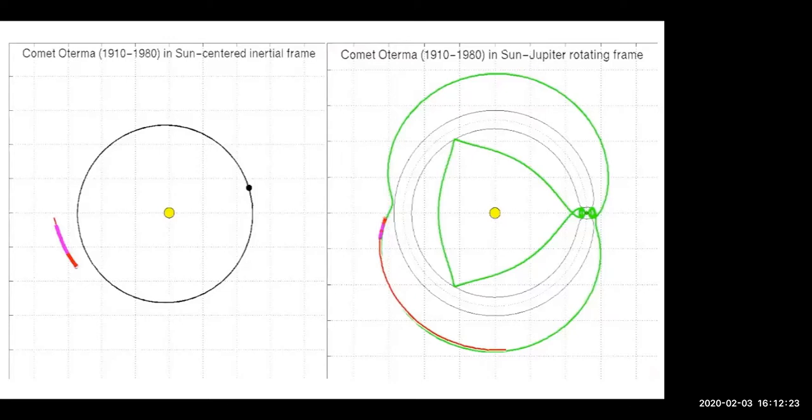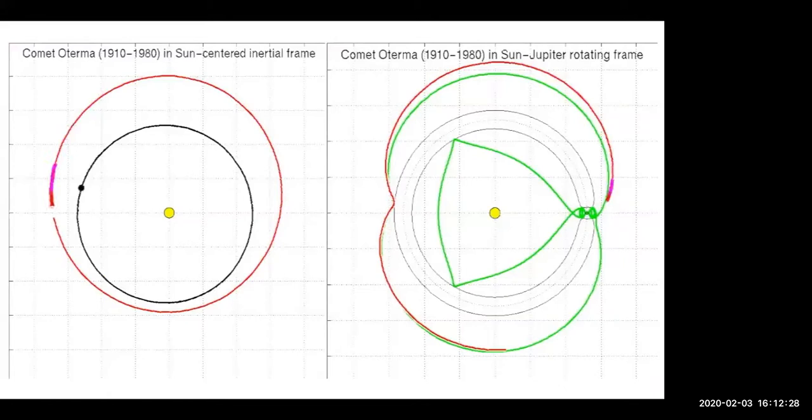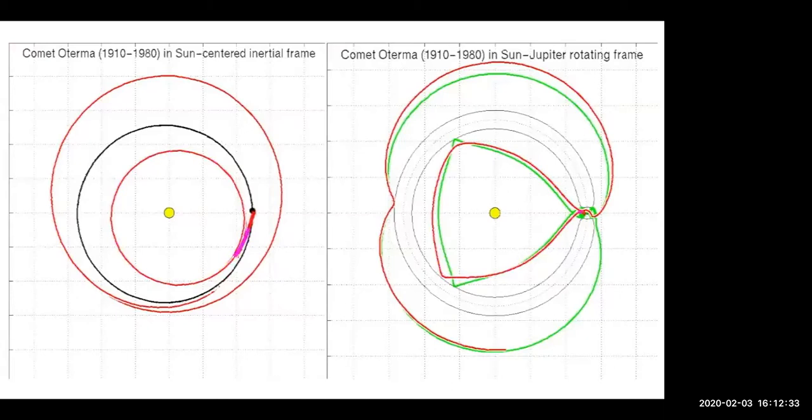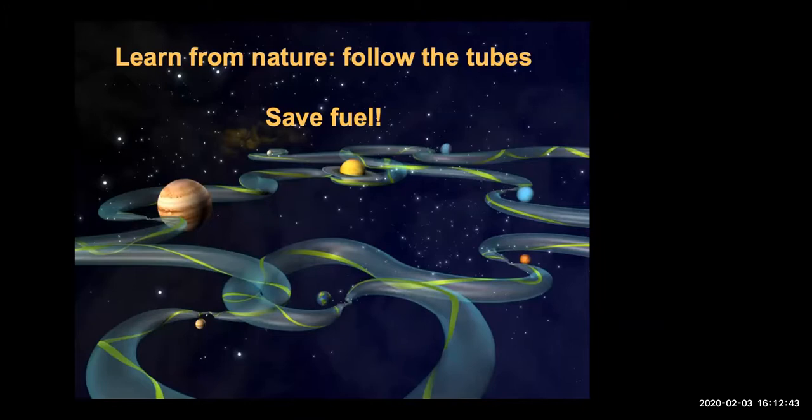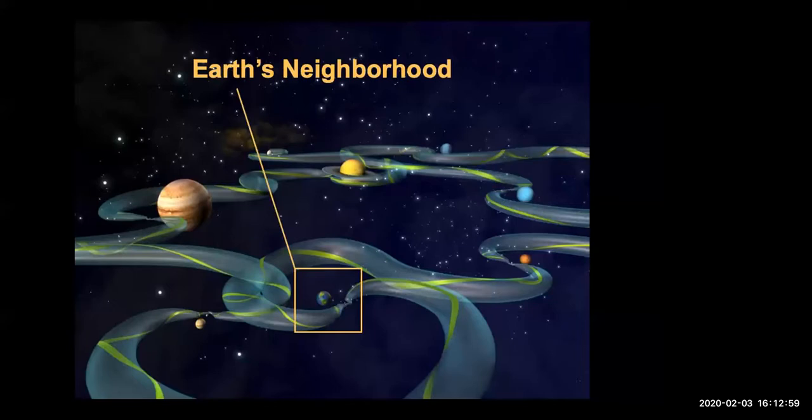And let me just show the motion in both frames. So this thing, the comet actually passes by these gateways near Jupiter and then exits again. So that helps us understand this weird motion over here. And we can learn from the comet to save fuel. So we're learning from nature to save fuel, because that thing that the comet did happened for free. If I had a rock, it would do the same thing. If I put a spacecraft in the right initial condition, it would do the same thing. And it doesn't have to be with the Sun and Jupiter. It could be with the Sun and Earth, or Earth and the Moon and the spacecraft.